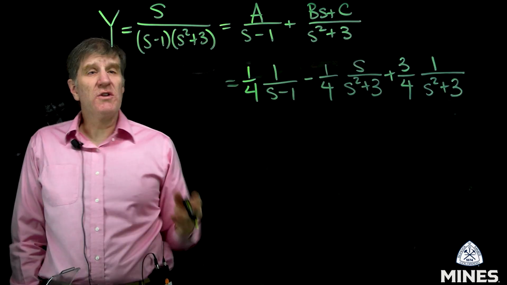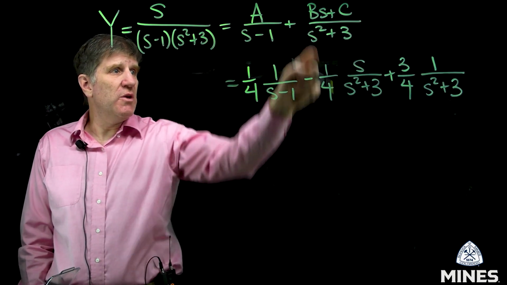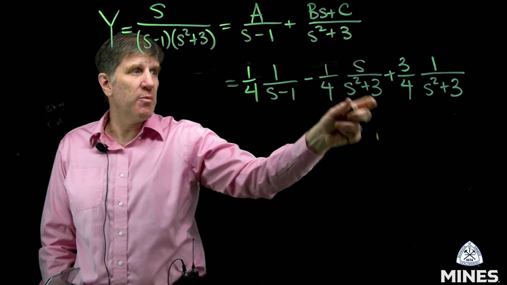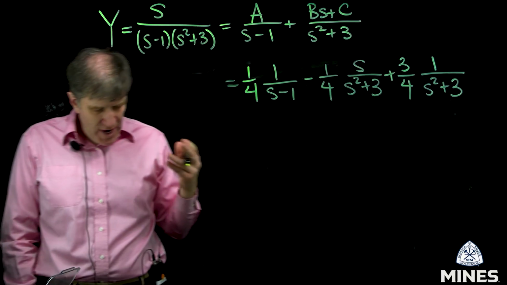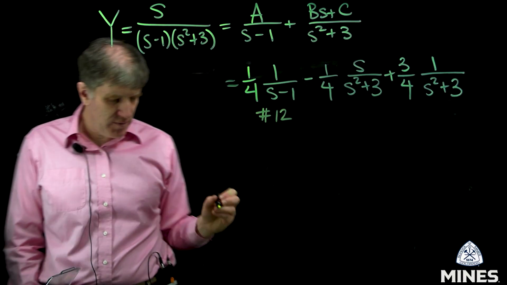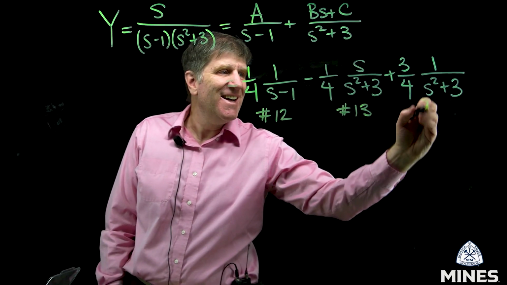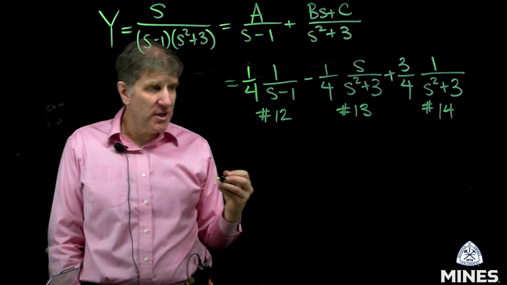All right, this is what we discovered through our partial fraction decomposition. We had a was 1/4, b was negative 1/4, and c was 3/4. So we've split this fraction up into two fractions over the same common denominator. These are now pieces that look a lot like lines in our table. This one looks like line number 12. This one looks like line number 13. And this one is line number 14 in our Laplace transform table.